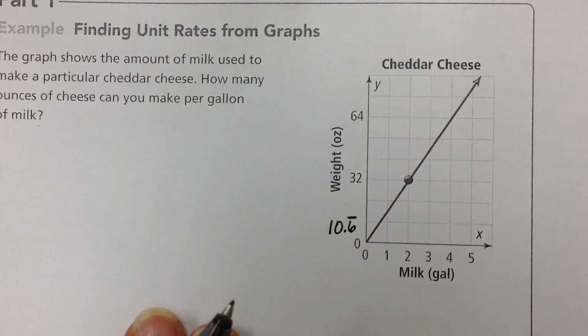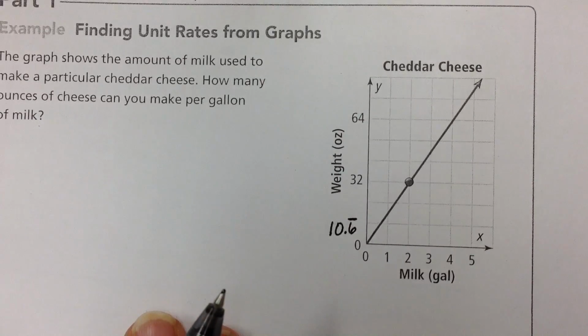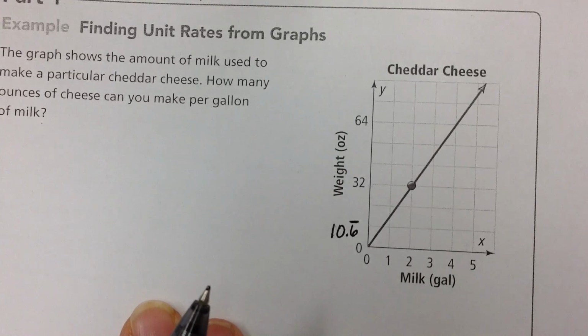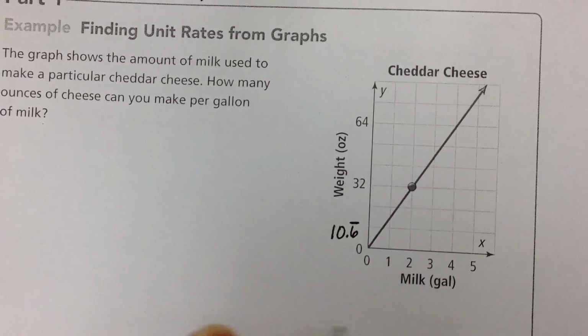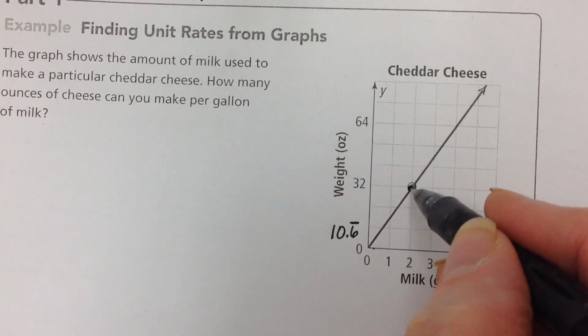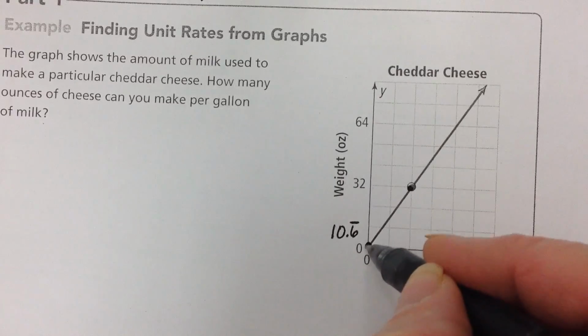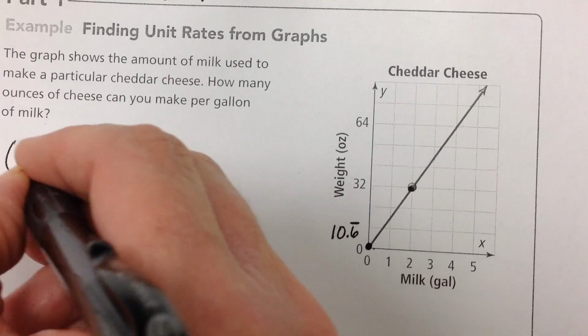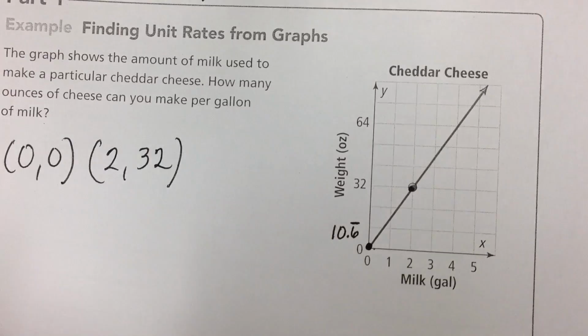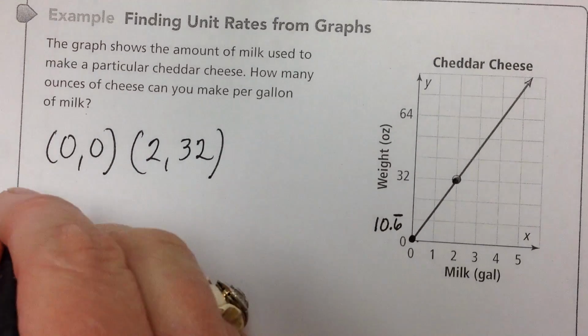Okay, now the graph shows the amount of milk used. How many ounces of cheese can you make per gallon? So what we're doing here is we need to find the slope so that we can determine how many ounces of cheese we can make per gallon. So I see that I have a point here at 2, 32. So I'm going to use the origin as the other point. So my points are 0, 0, and 2, 32. So we need to find our slope.